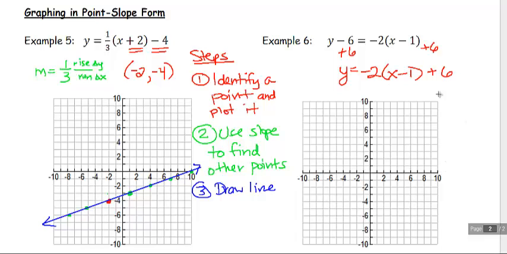Okay, so identifying a point. I'm looking at these two spots right here. So our point would be (+1, +6). We'll get that on the graph.